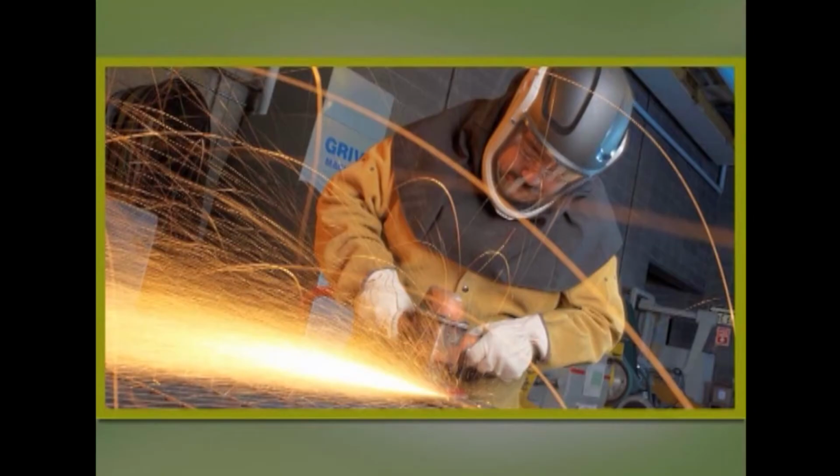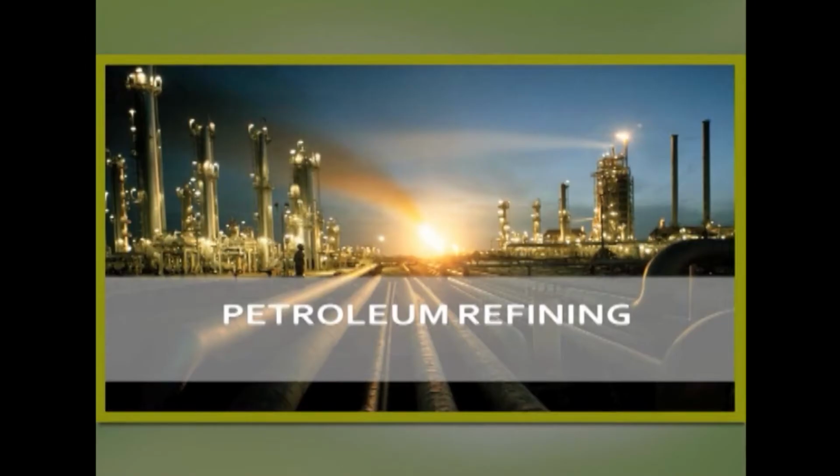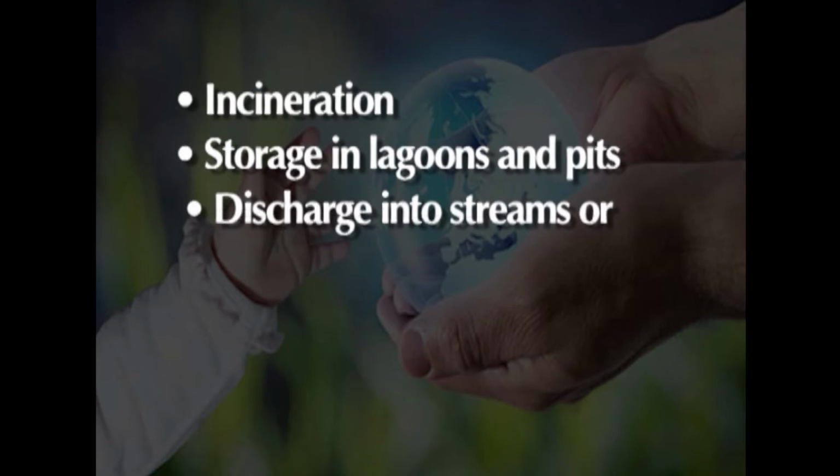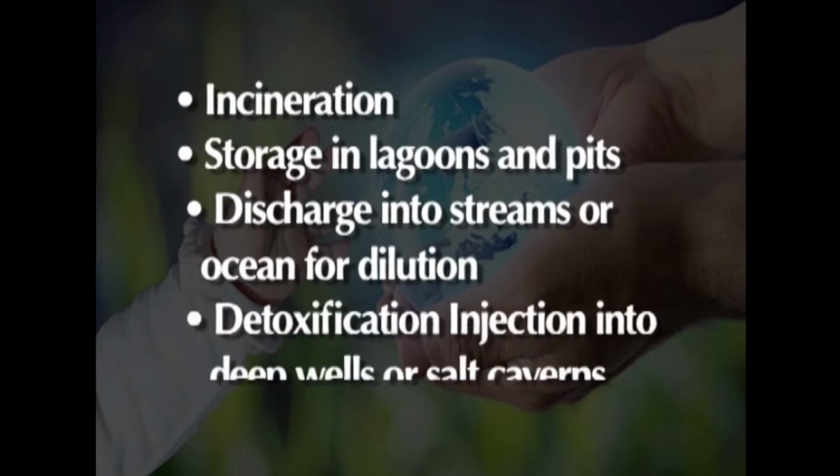Most hazardous waste is generated from metal processing, mining, chemical production or the refining of petroleum. A number of techniques have been used to try to dispose of this type of toxic waste. These techniques include incineration, storage in lagoons and pits, discharge into streams or oceans for dilution, detoxification, injection into deep wells or salt caverns. Despite best intentions to rid the environment of hazardous waste, these substances have caused immense harm to planet Earth.